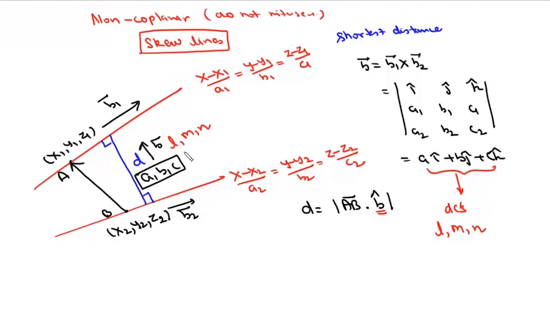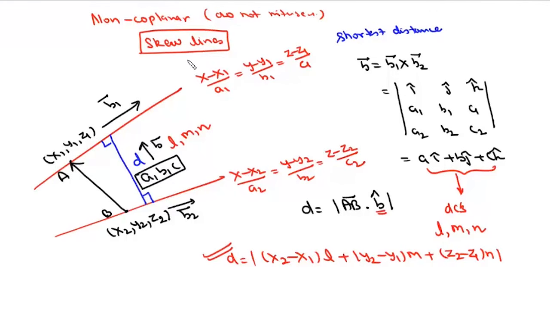Now we need the projection of this vector on B, and we know that this projection is given by x2 minus x1 into L plus y2 minus y1 into M plus z2 minus z1 into N, and this is the shortest distance between two skew lines. So the first step is to find the direction cosines of this line of shortest distance using the cross product, and then define this vector AB using the two points, and then the shortest distance will be x2 minus x1 L plus y2 minus y1 M plus z2 minus z1 N.